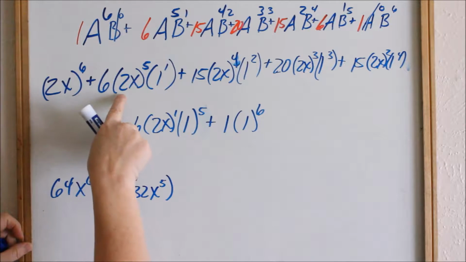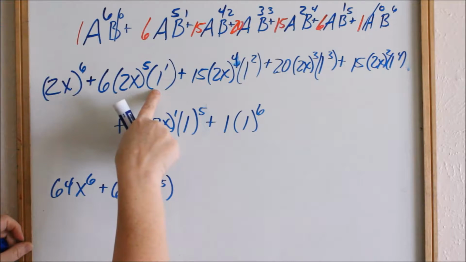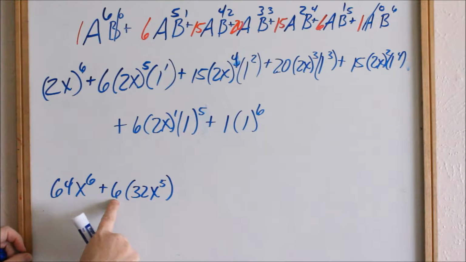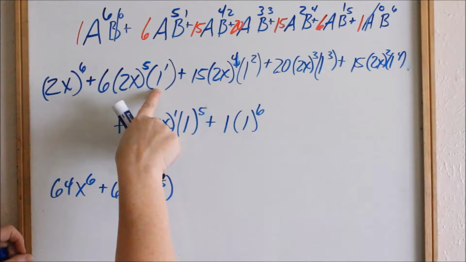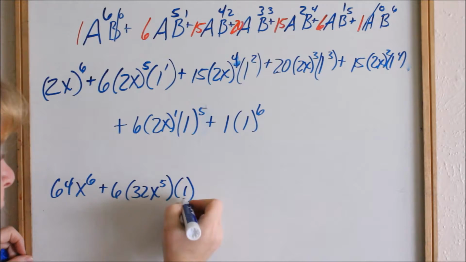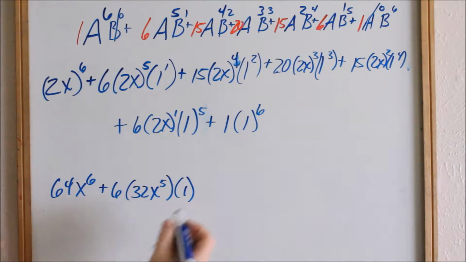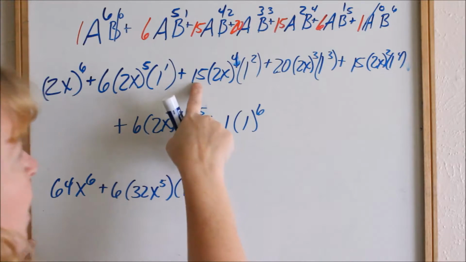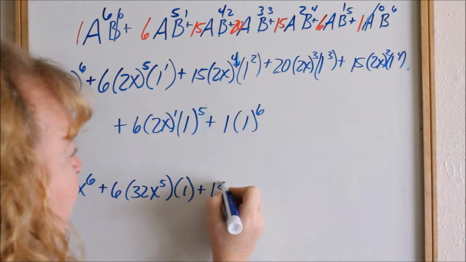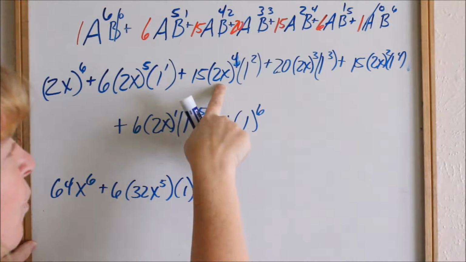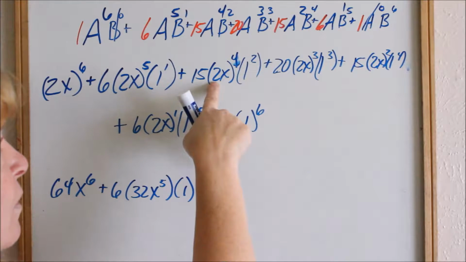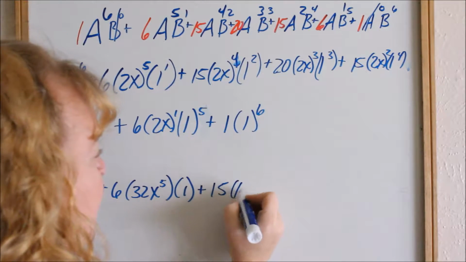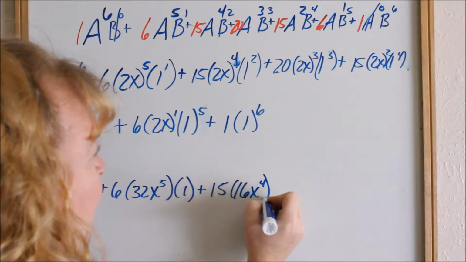This is 6 times 2x to the 5th times 1 to the 1st. So 6 times, here's my 2x raised to the 5th power, and then 1 to the 1st power is just 1. I don't really have to write that, but I'm just going to go ahead and write it. Plus 15. I'm going to go ahead and simplify my 2x to the 4th. So I have to do my 2 to the 4th and then x to the 4th. 2 to the 4th, 2 times 2 is 4, times 2 is 8, times 2 is 16. So that'd be 16x to the 4th.